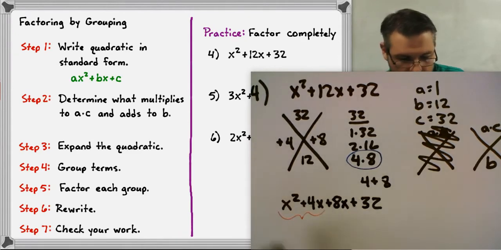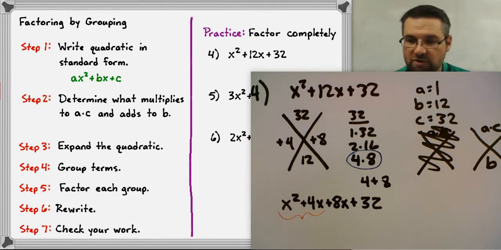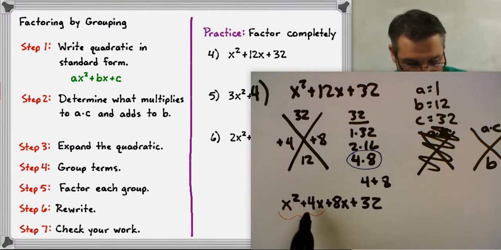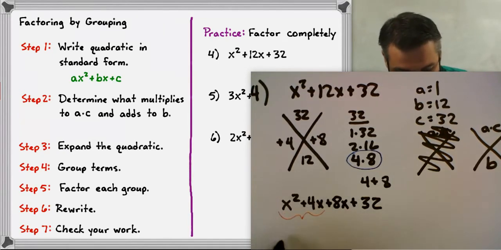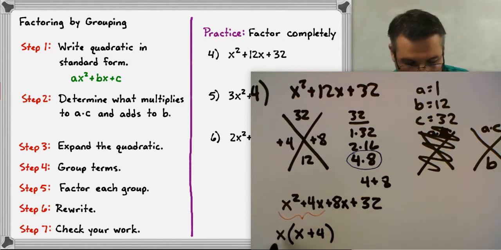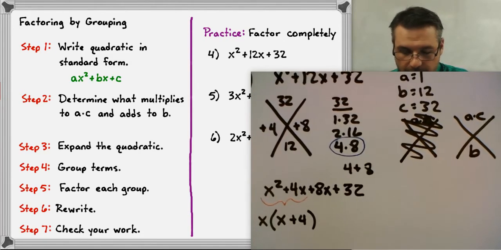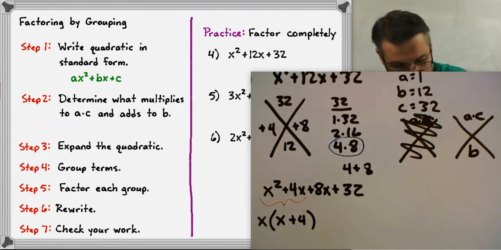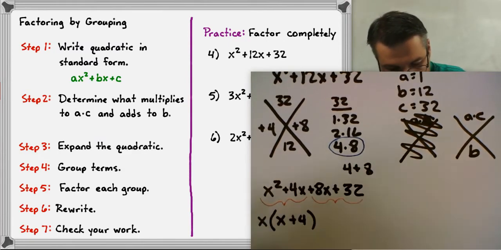So we can see that there's no coefficient in front of the x squared, or the coefficient is 1. So the GCF there is going to be 1, but we also have an x, so it'll be x. And then leftover of x squared is x, and leftover of 4x is 4. Checking our work, x times x is x squared, x times 4 is 4x. Then we will group the second set of terms and find the GCF there.